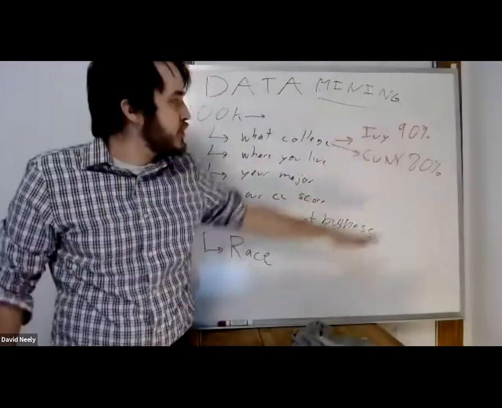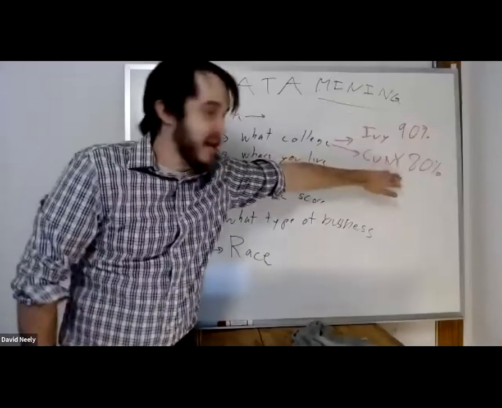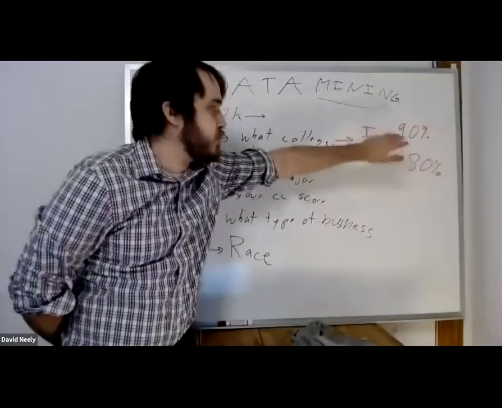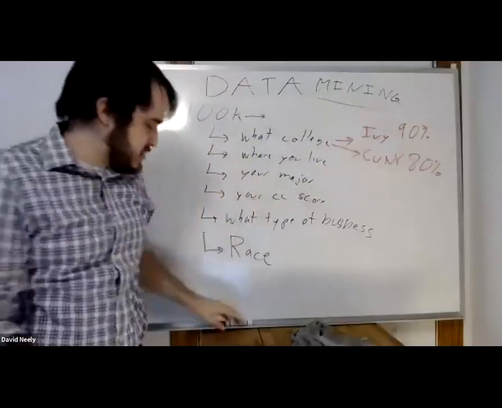And the only thing they're going to look at is that a CUNY student is 80%, a bank is not, an Ivy is 90%, we're going with the Ivy. So what's the problem with this? What's the problem in this sort of thinking?